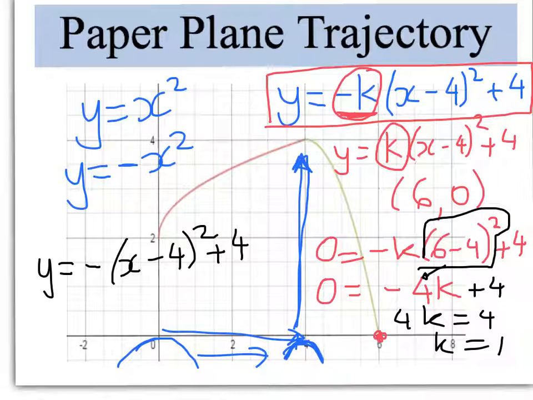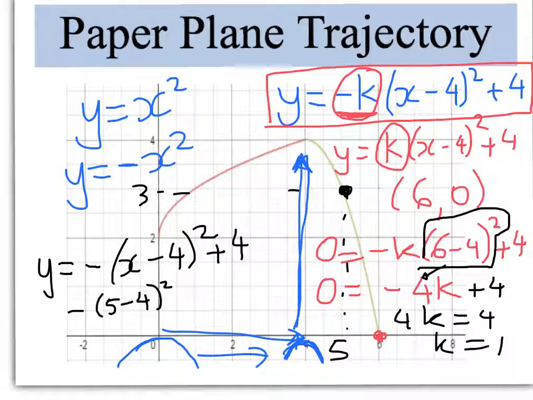We just want to check that that's right, and we're going to do that by looking at another point. Let's look at what happens when x is 5. We know that we should get the value 3. Let's see if it works. Negative (5 minus 4) squared plus 4. We do this bit first, so it's negative 1 plus 4, which is indeed 3. So we should be happy that we have found that equation.